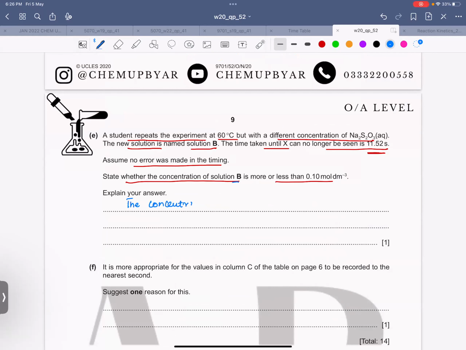Yes. The concentration of solution B is less than 0.10 mole per dm cube, as it takes more time.